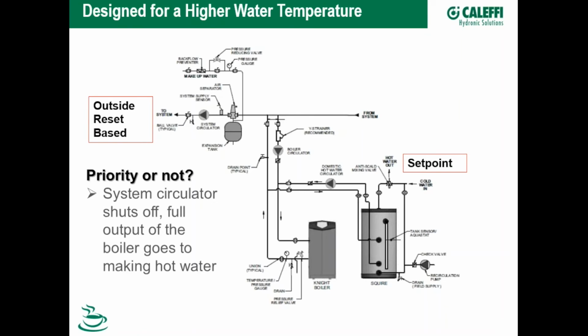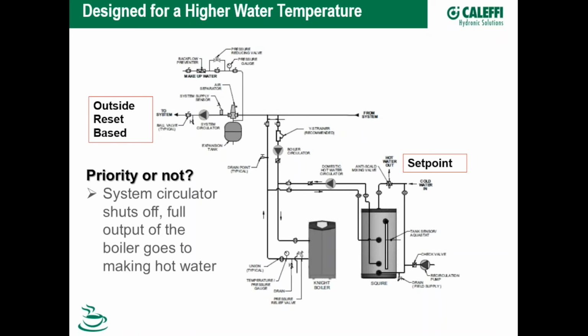Now, the first question comes up when somebody says they're doing an indirect. My first question always back to them is, are you going to do priority or not? In a priority system, domestic hot water receives priority over a space heating load.